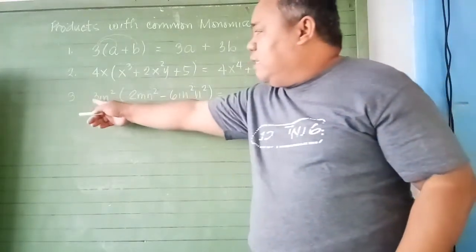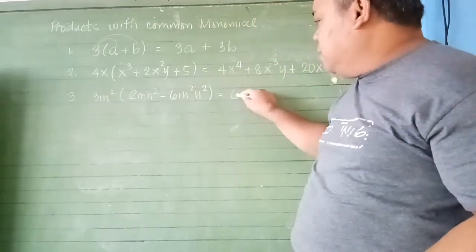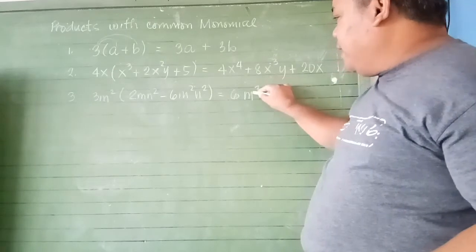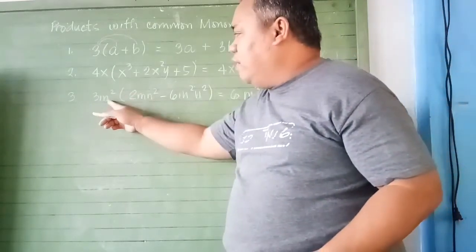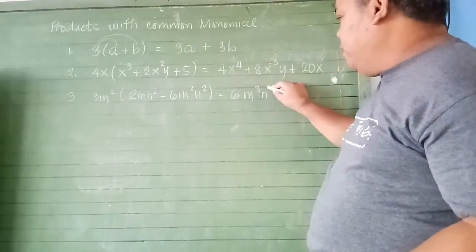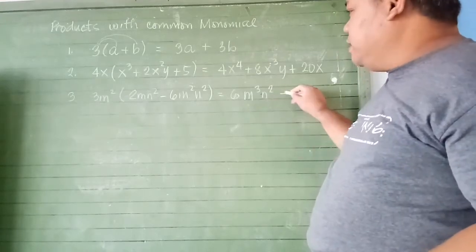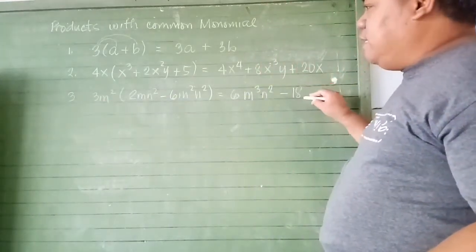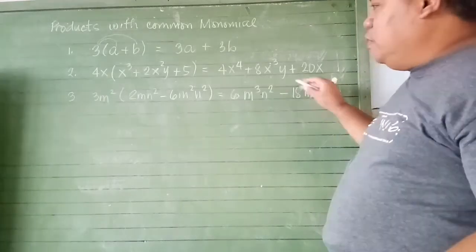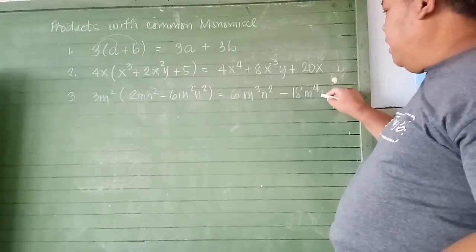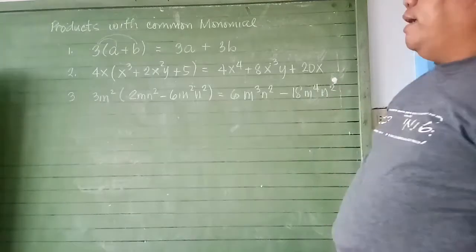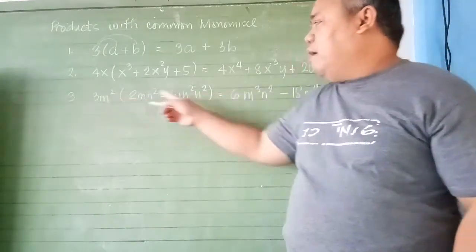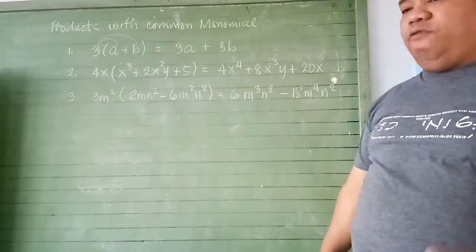Remember, if we multiply variables with exponents, we add the exponents. So here, 3 times 2 is 6, and then n cubed. Why? Because here there is one, and here there are two. Then n squared. Then minus 3 times 6 is 18, 18n to the 4th, then n squared. Why did it become 4 here? Because there are two here and two there. So we add the exponents, that's 4.